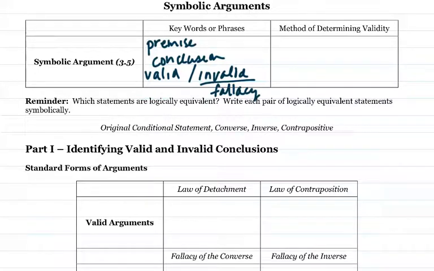Some ways we can determine whether or not an argument is valid is we can use truth tables, or we can use some of the laws that we will go over.